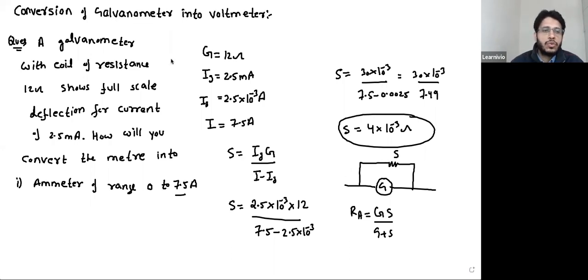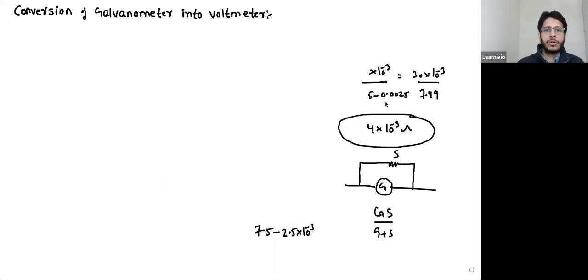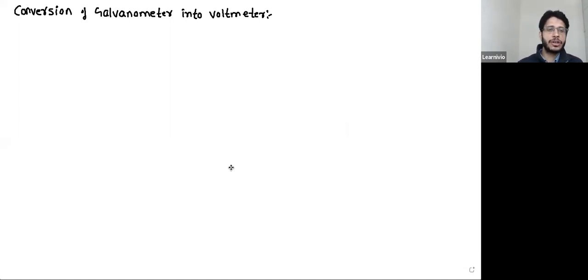Conversion of galvanometer into voltmeter. So what were the two issues with the galvanometer due to which you cannot use it as a voltage measuring device? The first issue was its resistance was small or large? Its resistance was small. You need large resistance to measure voltage. And the second is its range is small.